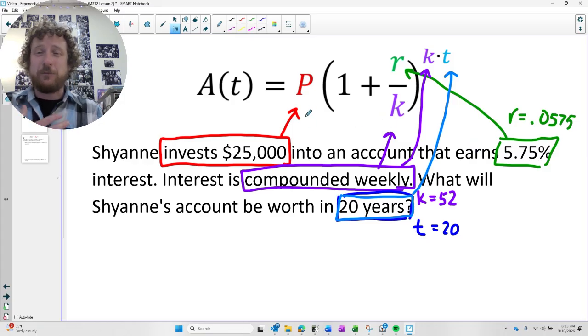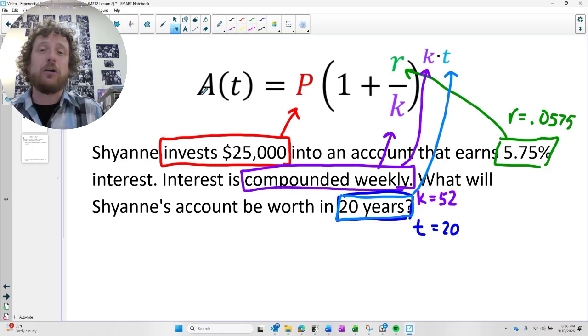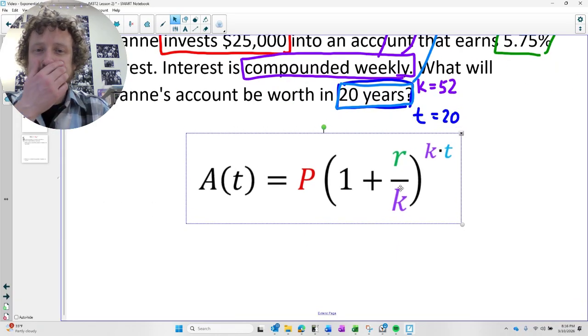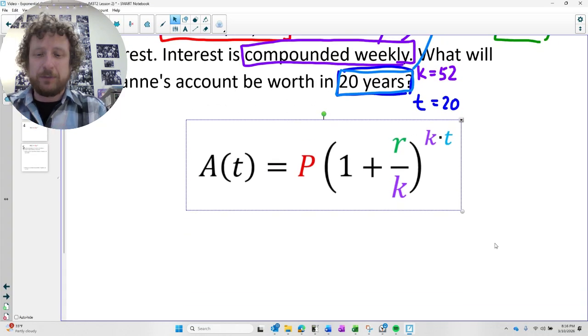What I will do when I do a problem like this, I like to write that entire equation down, the original equation with all the letters, P, 1 plus R over K to the KT. And then I like to replace all of the letters. So let me show you exactly what I like to do. I'm going to copy this. Come on down, bud. And then I will write my numbers in place.